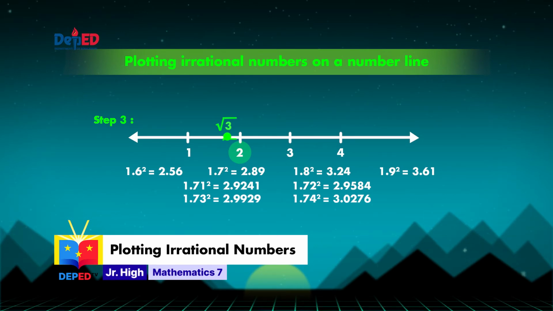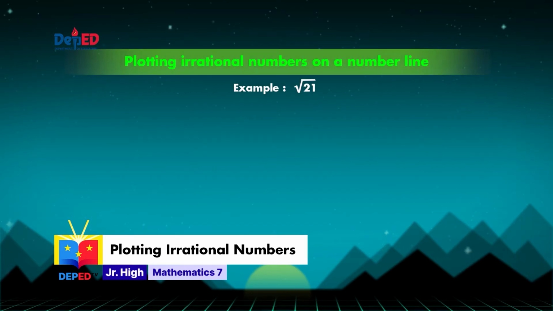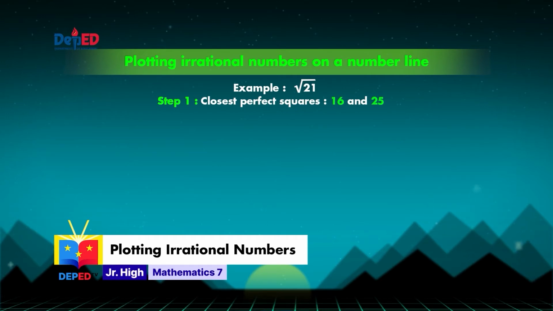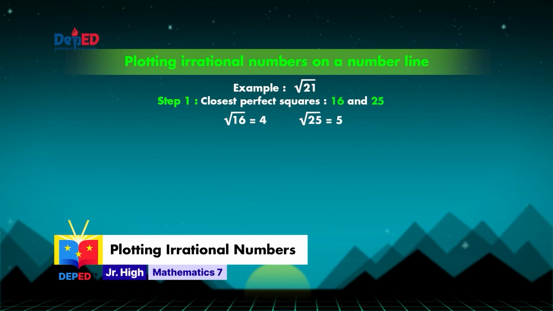Let us have another example. Locate and plot the square root of 21 on a number line. Step 1. 21 is between the perfect squares 16 and 25. The square root of 16 is 4, while the square root of 25 is 5. So the square root of 21 is between 4 and 5.